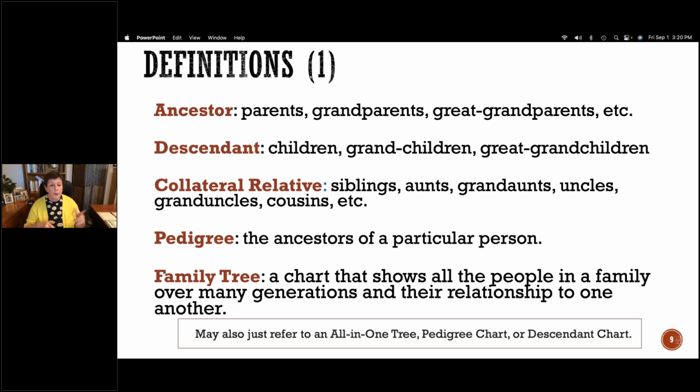descendants chart. And in a few minutes, I'm going to show you what those look like, and I'm going to talk about them in much greater depth in probably lesson number 4. So we have ancestor, descendant, collateral relative, pedigree, family tree. Those are the words that you need to know.